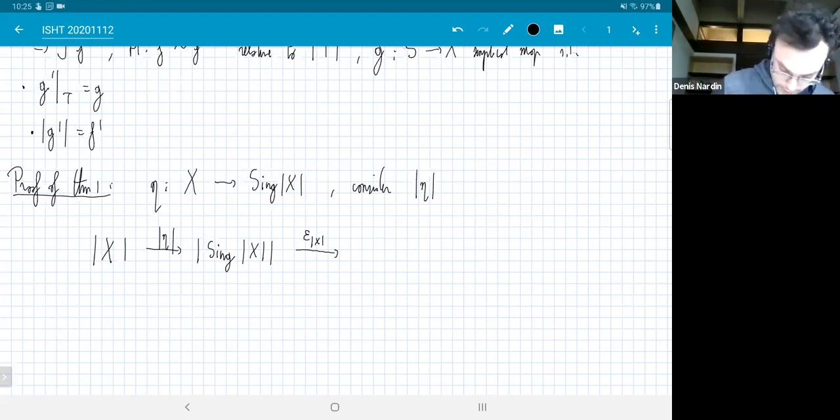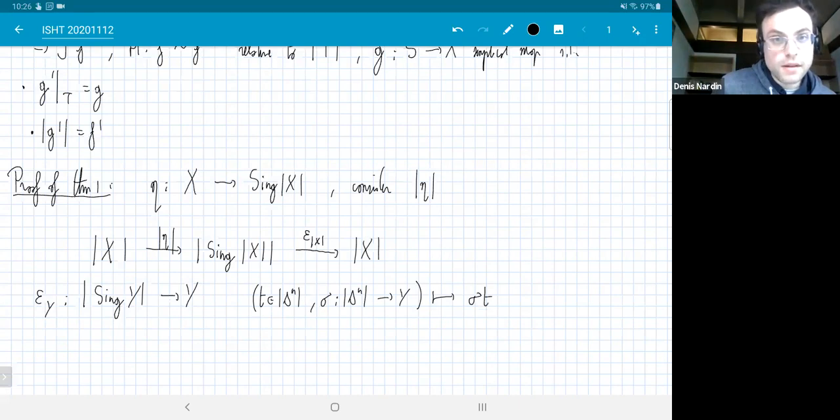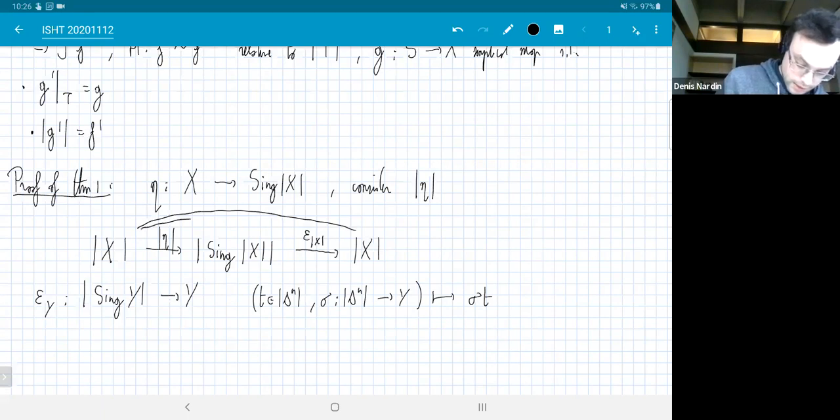Now this goes like this. And if you remember, epsilon of Y from the geometric realization of Sing Y to Y is just the map sending a point here, which is t, sigma, with t in the topological simplex delta n, sigma from the topological n-simplex into Y, to sigma of t. This was the co-unit of the adjunction. I think I discussed it briefly last time. And if you look at them, in this case, you get exactly the identity. This is one of the triangular identities of the adjunction.